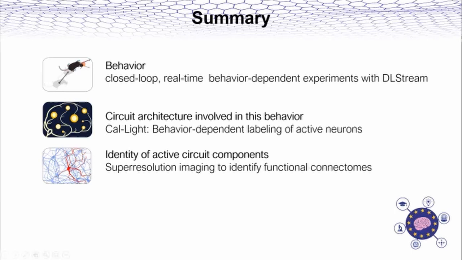The circuit architecture involved in this behavior can be investigated by using systems like CaLight, where we are now, with tools like DLStream, able to do a behavior-dependent labeling of active neurons. And the third step, identifying the active circuit components. We labeled them in this last step, but using techniques like light sheet fluorescent expansion microscopy, where we can look at large-scale connectomics of labeled neurons, we can use these types of super resolution or virtual super resolution imaging to identify these functional connectomics on a larger scale, even connections between brain regions, long range projections, and so on, and then identify these networks and investigate them even further in more specific experiments if interested.